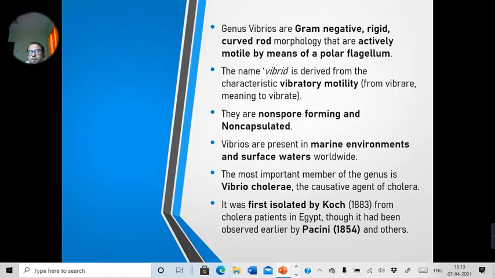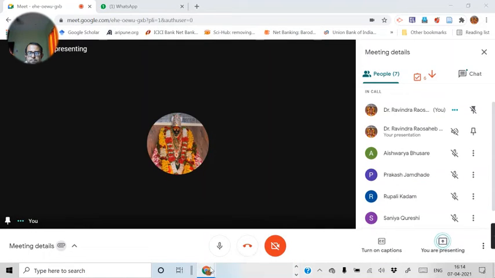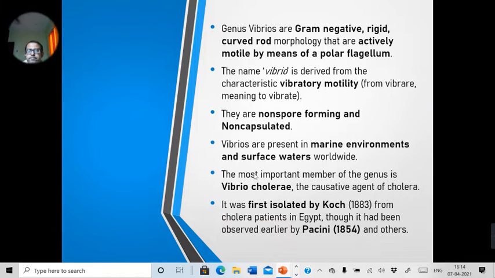These bacteria are also non-spore forming, means they are not producing spores. They are also non-capsulated, means they do not have a capsule. And these vibrios are mainly observed in marine environments and surface water. So the most important member of this genus is Vibrio cholerae, which is the causative agent of the cholera disease which occurs in human beings.